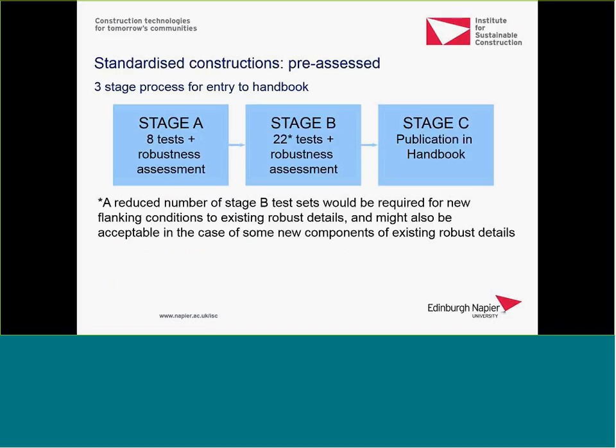So if someone is developing a robust detail, then we will split it into 3 stages. The first stage A, they are required to submit 8 tests, and it has a robustness assessment by the Robust Detail Standards Committee, looking at key junctions, key details, building on the knowledge we have from an existing database. Stage B is 22 tests, and generally that will then provide you your 30 tests, and once it's gone through a robustness assessment, if it's achieved all the requirements and performance, if we've tightened up the robustness about some of the construction issues, should we have any concerns, then it enters the Stage C handbook.